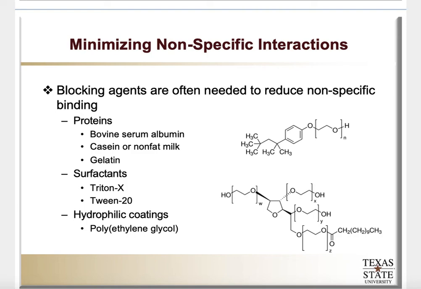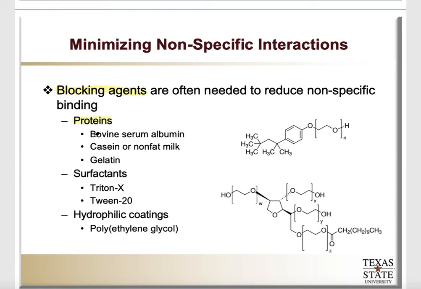And one of the things that is typically done is to utilize blocking agents. A blocking agent is a substance that tries to prevent non-specific binding of other biomolecules that might be competing, so that they do not interact with the surface where the biorecognition molecule is found. Some of the agents that are utilized as blocking agents are proteins.